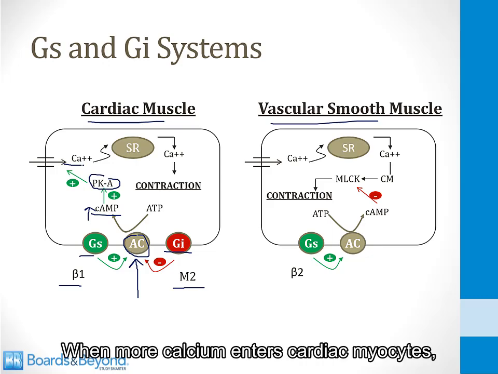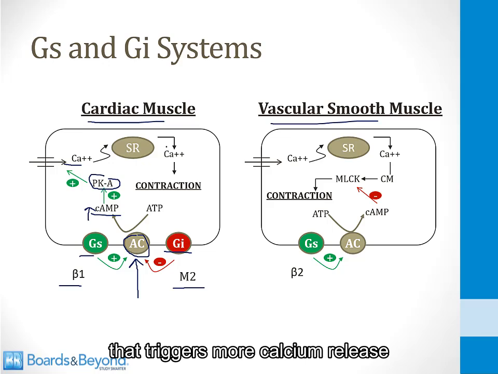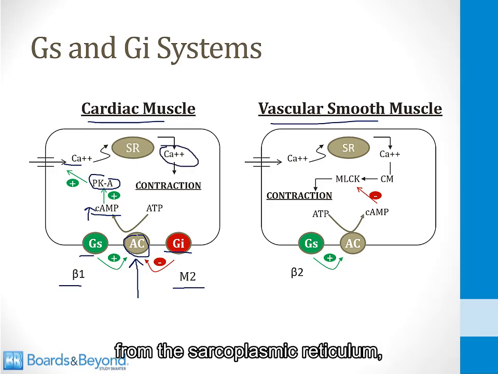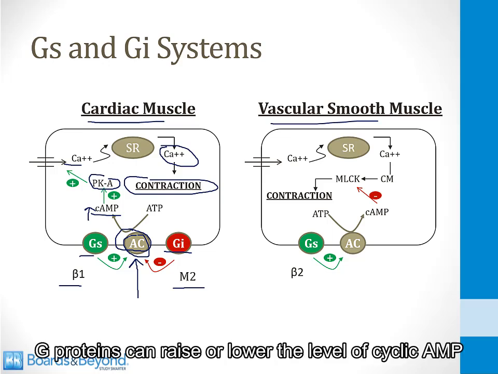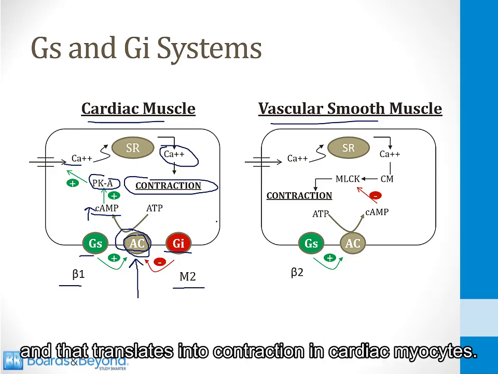When more calcium enters cardiac myocytes, that triggers more calcium release from the sarcoplasmic reticulum, and that leads to more contraction. So the net result is that by modifying the activity of this enzyme, G proteins can raise or lower the level of cyclic AMP, and that translates into contraction in cardiac myocytes.